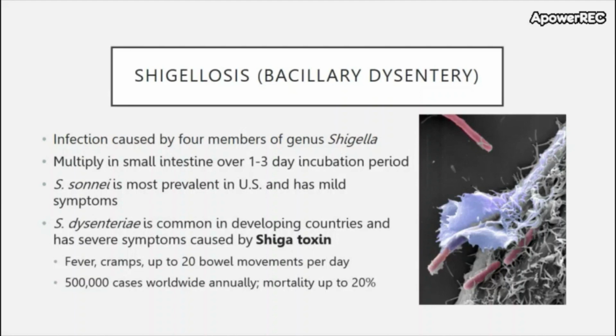Symptoms include fever, cramps, and up to 20 bowel movements per day. There are about 500,000 cases worldwide annually, and the mortality is up to 20%. This is a common source for traveler's diarrhea. And the figure to the right shows an image of Shigella on a HeLa cell, or an animal cell.